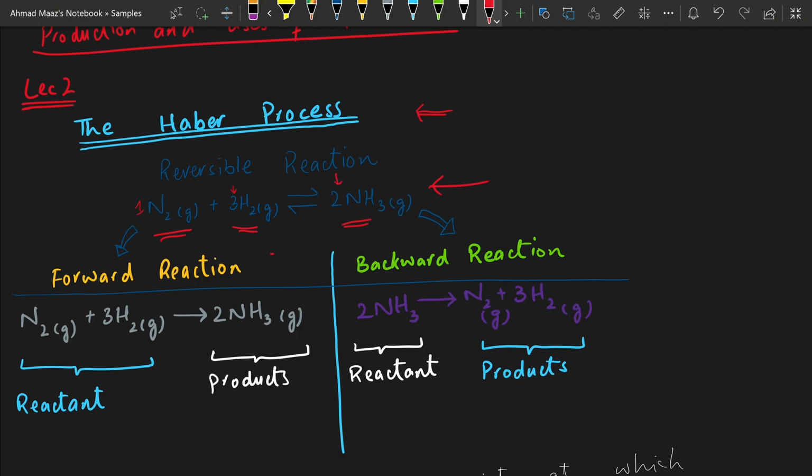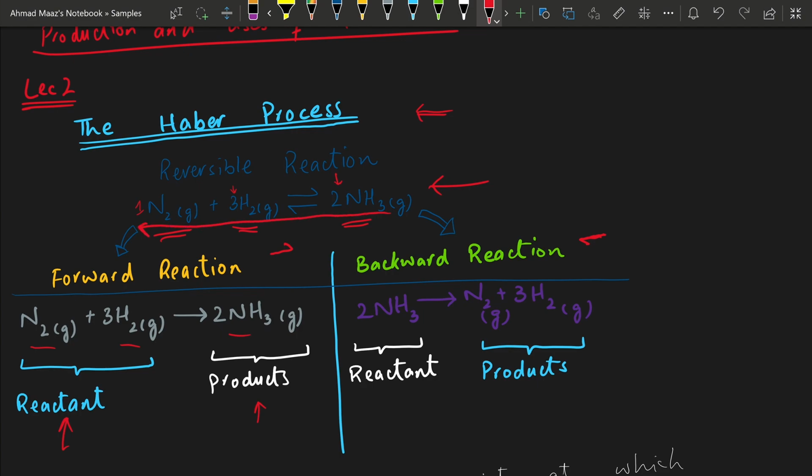Alright, the forward reaction, which is represented by this upward arrow, is when nitrogen reacts with hydrogen to give off ammonia. The reactants in this case are nitrogen and hydrogen gas, and the product is ammonia gas. And the backward reaction is represented by this left hand side arrow, which goes towards the left side.